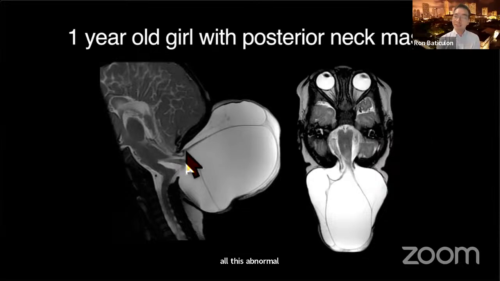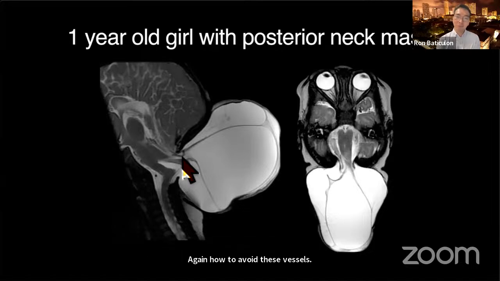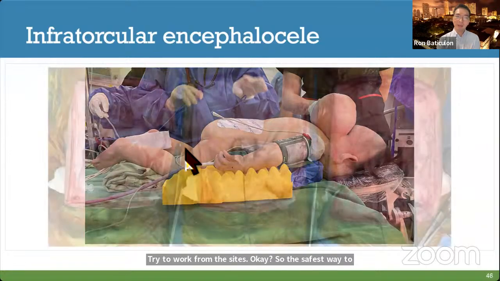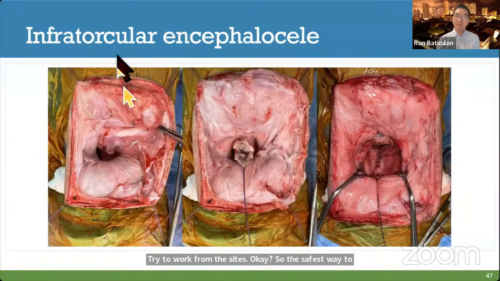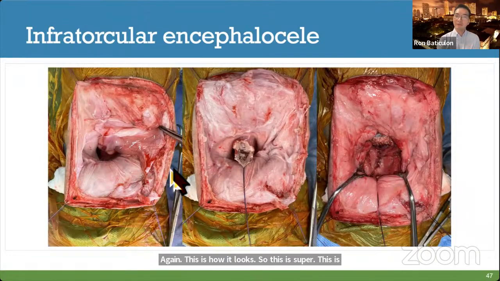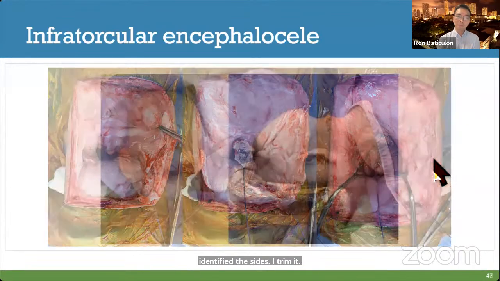Again, how to avoid these vessels? Try to work from the sides. The safest way to do it is to do your dissection from the side. So you position the patient this way. Again, this is how it looks. This is superior, this is inferior. And you can see this is working around it. This is where we transect the stalk. As I've said, I don't resect it flush with the bone. I work from the sides. Once I've identified the sides, I trim it. And then I close over the dural defects. And then close the skin.